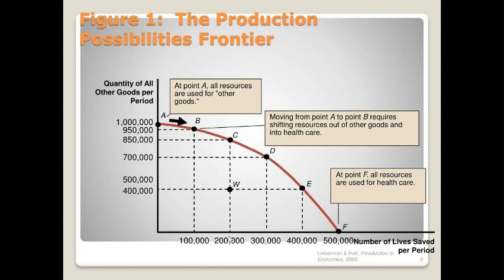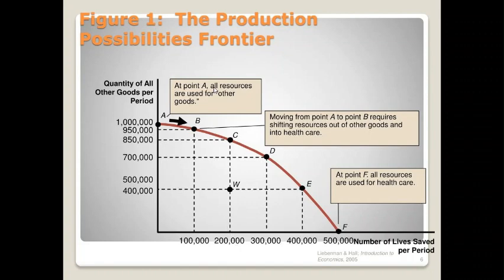And let me slow down a bit. So we have 2,000 here. In order to save 2,000 lives, we had to sacrifice a total of 100,000 goods per period in order to have 2,000 lives saved per period. That 1,000 is the marginal increase.